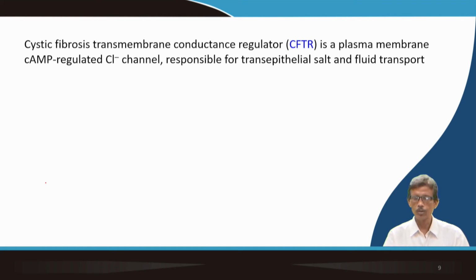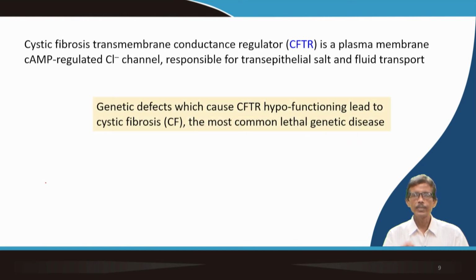which is dependent on your chloride channel, and is responsible for transepithelial salt and fluid transport. It is very complex, but it is there. But there are people, even newborn babies, who can have a genetic defect which can cause CFTR hypofunctioning, that means lower functioning, not hyperfunctioning, and lead to cystic fibrosis, which is a diseased condition. Sometimes one newborn baby out of 2500 or so dies. It is the most common lethal genetic disease.